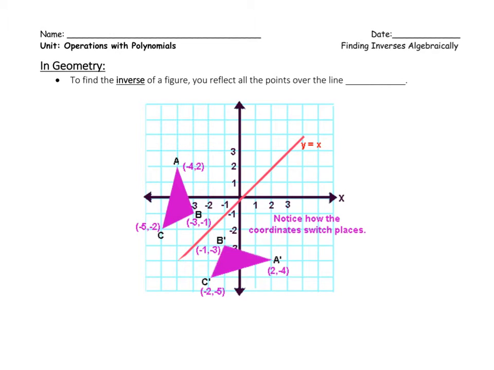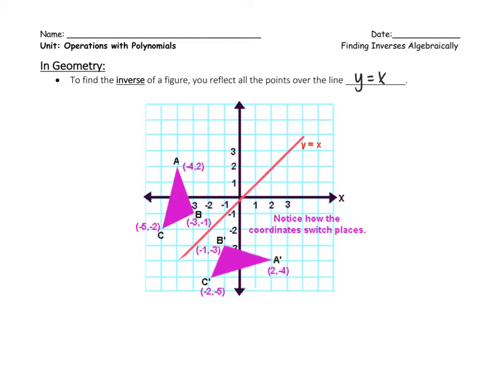Hi everyone. In today's lesson, we're going to talk about finding inverses of a function algebraically. In geometry, you learned to find the inverse of a figure, right? If we took this triangle and reflected it over this line, we would find another triangle. So to find the inverse of a figure, you actually reflected all of the points over the line y equals x. You might even remember that in order to find the inverse, you actually had to switch the x and y coordinates. Notice how point A went to A prime, negative 4, 2 went to 2, negative 4.